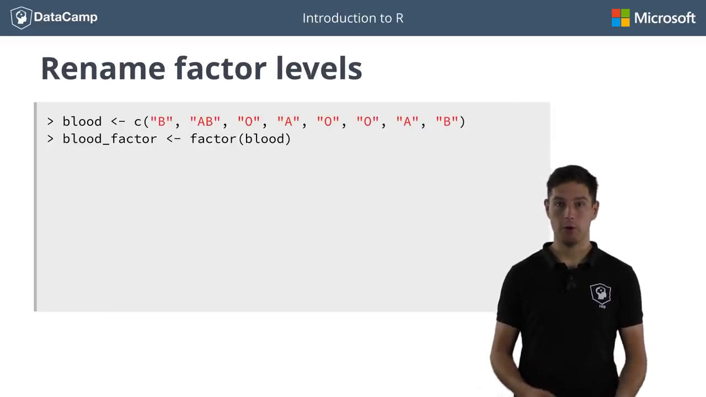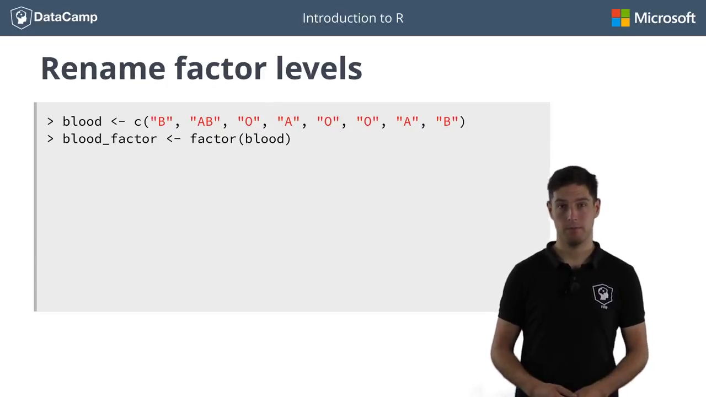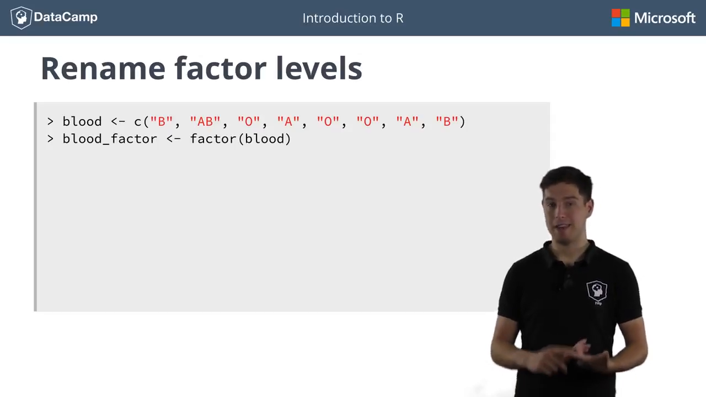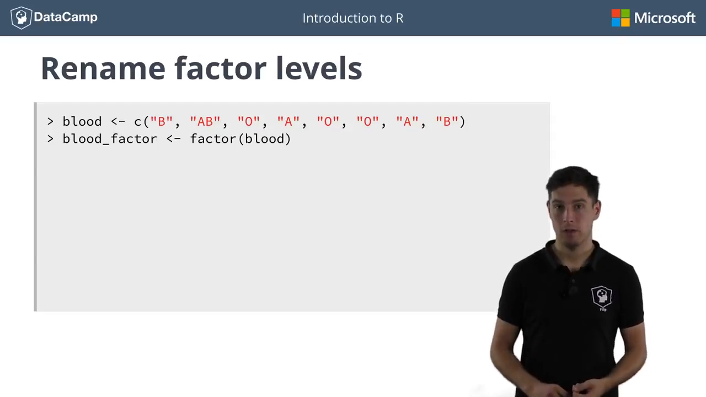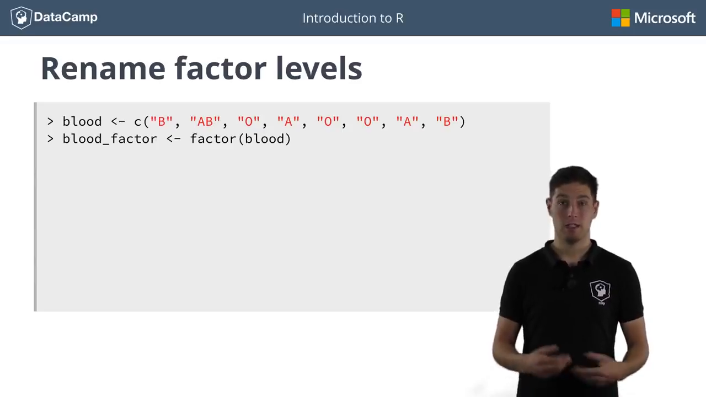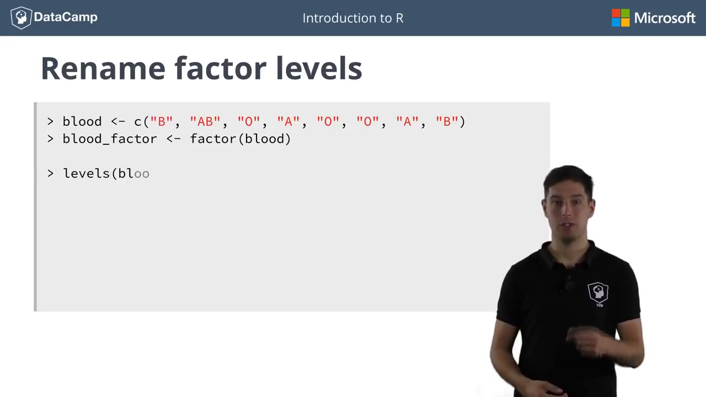Next to changing the order of the levels, it's possible to manually specify the level names, instead of letting R choose them. Suppose that for clarity, you want to display the blood types as BTA, BTAB, BTB, and BTO. To name the factor afterwards, you can use the levels function. Similar to the names function to name vectors, you can pass a vector to levels blood factor.